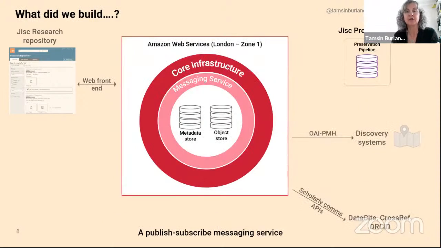To solve the interoperability issue, we built a publish subscribe messaging service, which is based on the canonical data model. And this messaging service permits the collection of metadata and digital files from one service, and then facilitates the ingest of that material into a second service via our service core infrastructure.